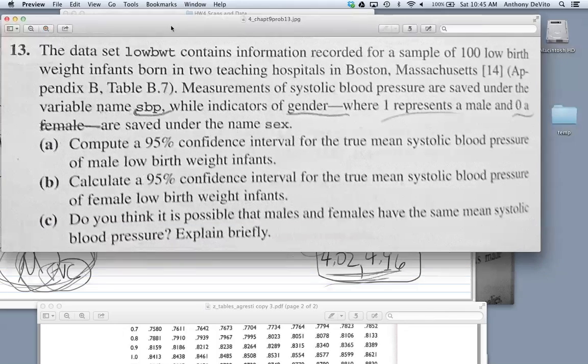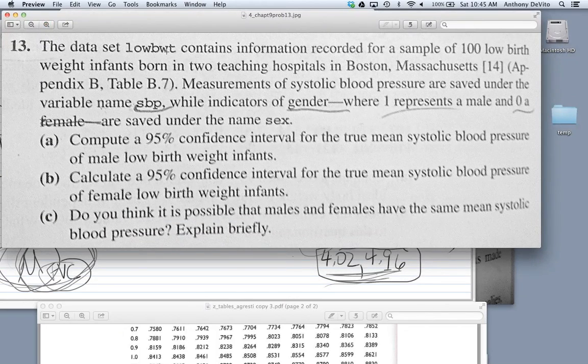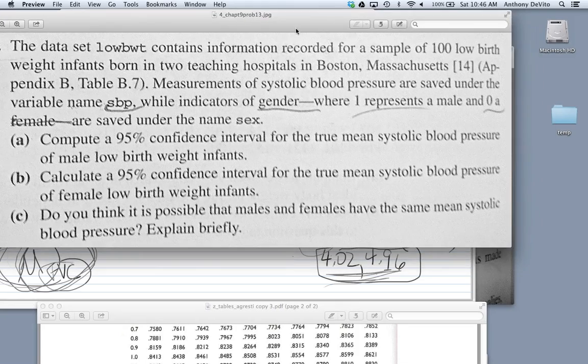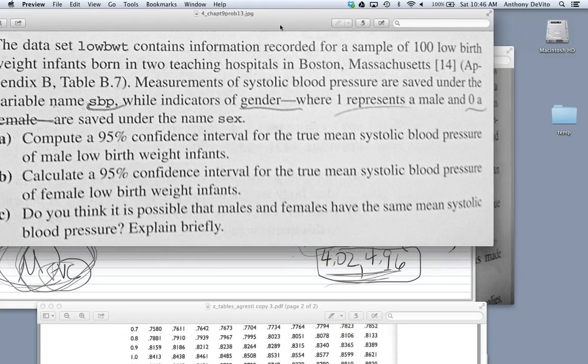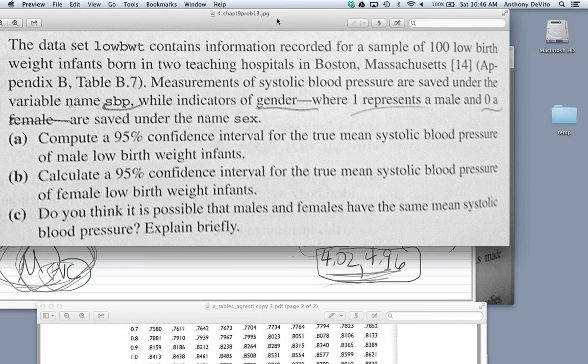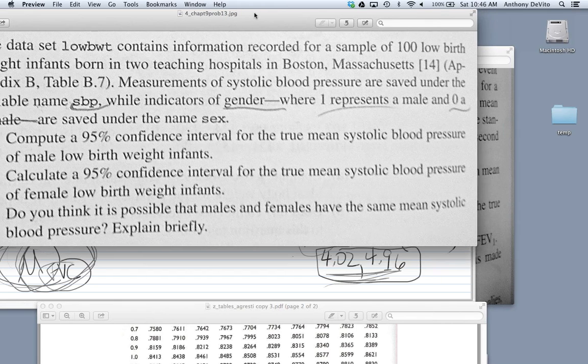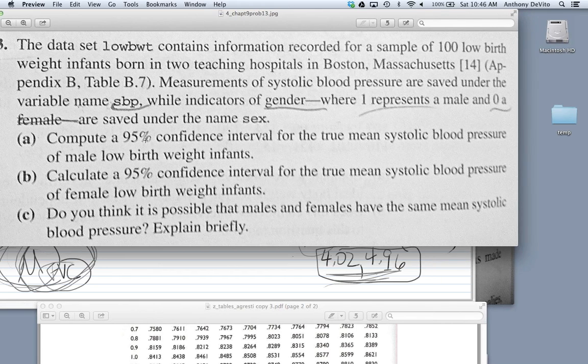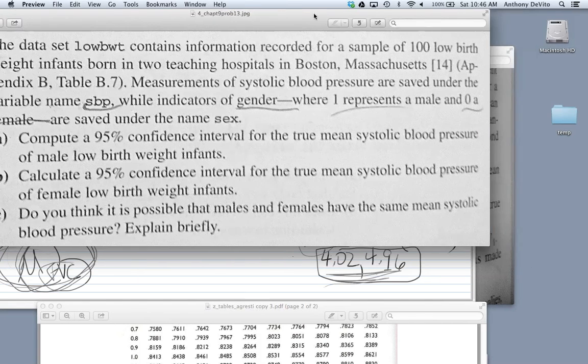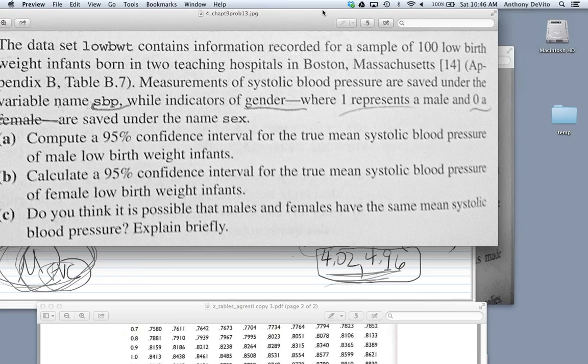Data set low birth weight contains, I posted this on Blackboard also, so you can get to the data set as well, in case you don't have the CD. The data set low birth weight contains information recorded for a sample of 100 low birth weight infants born in 2 teaching hospitals in Boston, Massachusetts. The measurement of systolic blood pressures are saved under the variable name SBT, systolic blood pressure, while indicators of gender, where 1 represents male and 0 represents females, are saved under sex. Compute a 95% confidence interval for the true mean systolic blood pressure of male low birth weight infants.